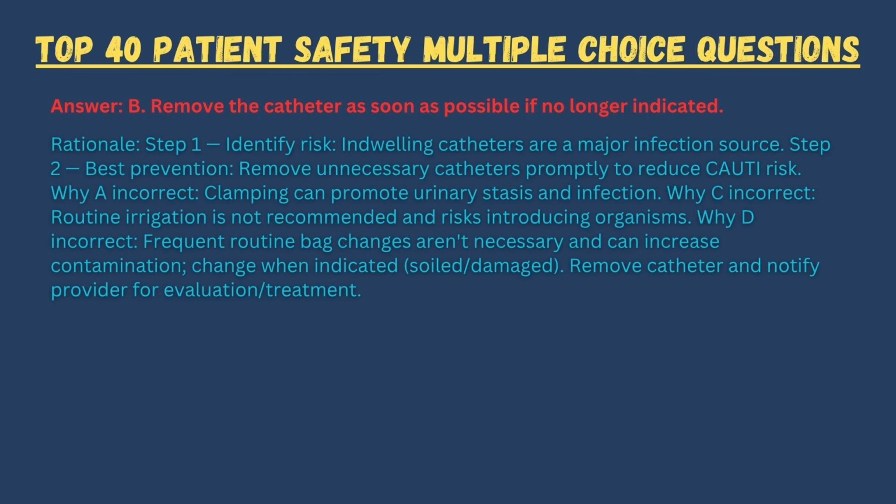Why A incorrect? Clamping can promote urinary stasis and infection. Why C incorrect? Routine irrigation is not recommended and risks introducing organisms. Why D incorrect? Frequent routine bag changes aren't necessary and can increase contamination. Change when indicated, soiled, or damaged. Remove catheter and notify provider for evaluation or treatment.